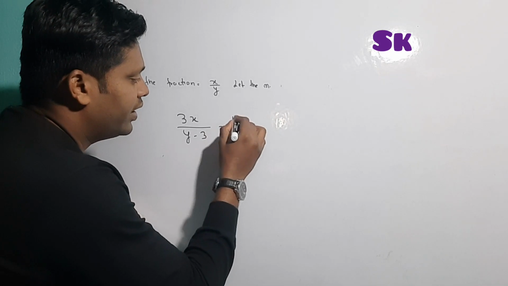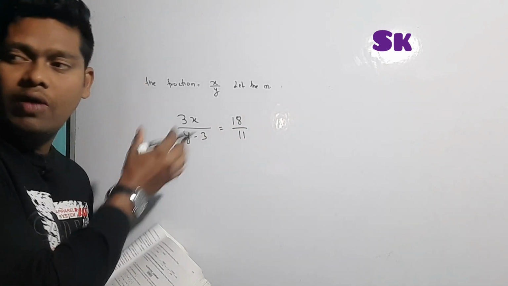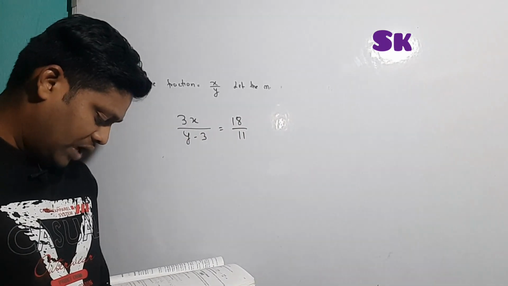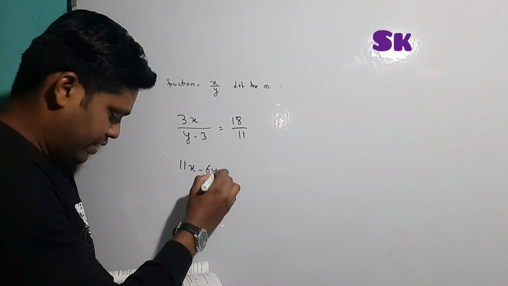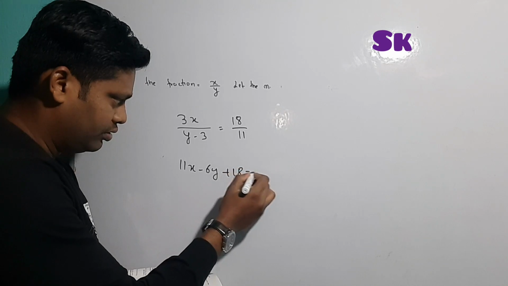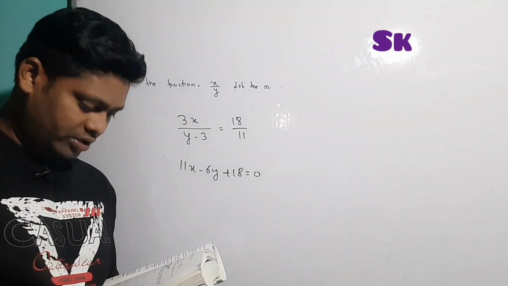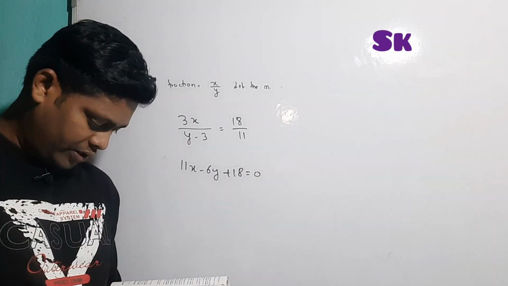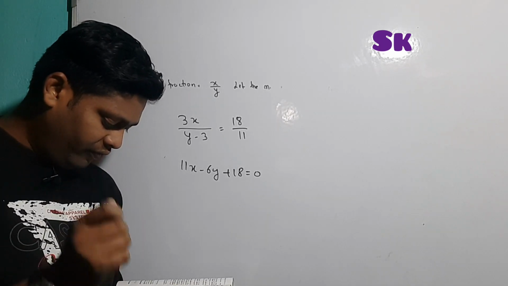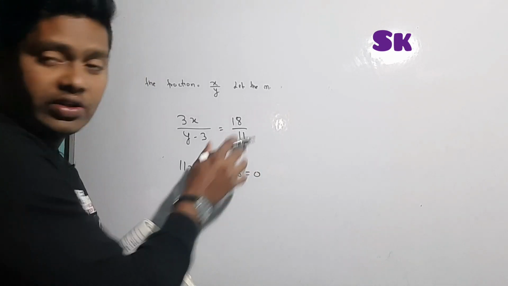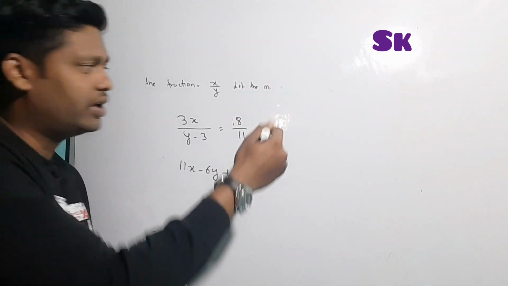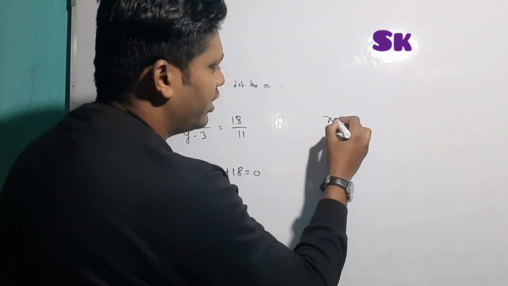Okay, clear? After that, cross multiply. After solving, you will get 11x minus 6y plus 18 equal to 0. This is equation 1. One more equation we need, the second one. Next they are saying that if the numerator is increased by 8, it means x plus 8.